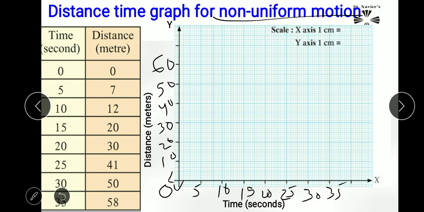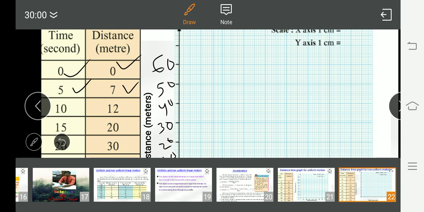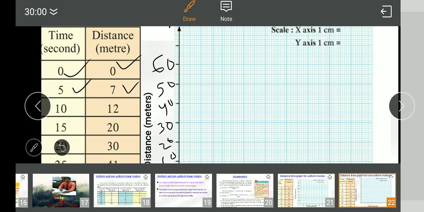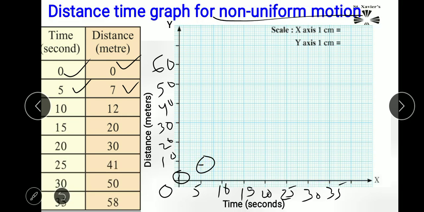Now first, initially the point is at the origin 0, 0. For 5 it is 7, so we can plot 7 here. Now for 10 it is 12, so I'll mark 12 for 10. For 15 it is 20, so let us mark 15 and 20. And next is 20, 30. So for 20 it is 30.